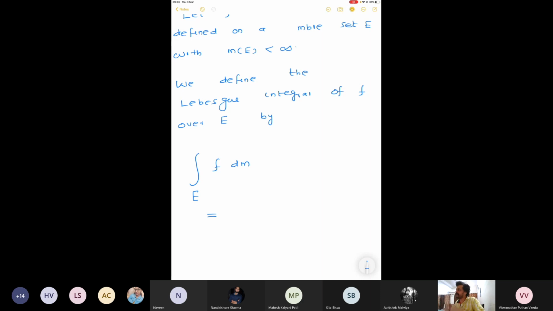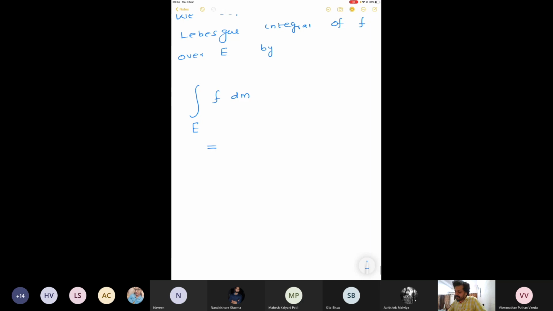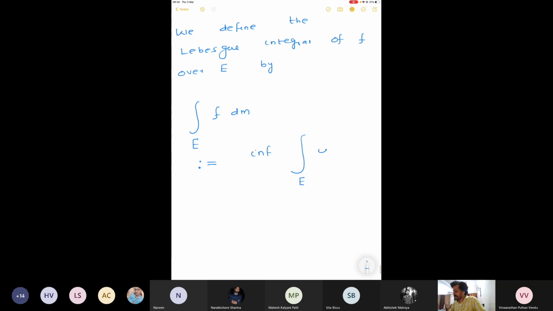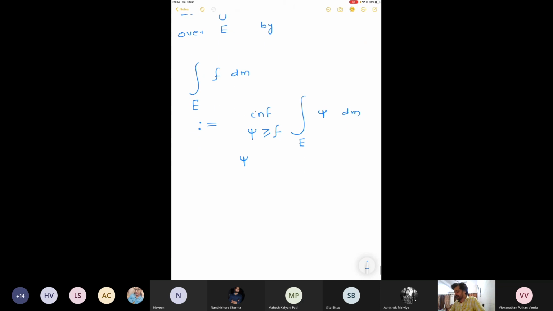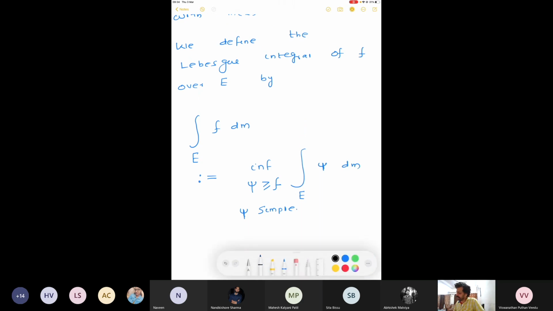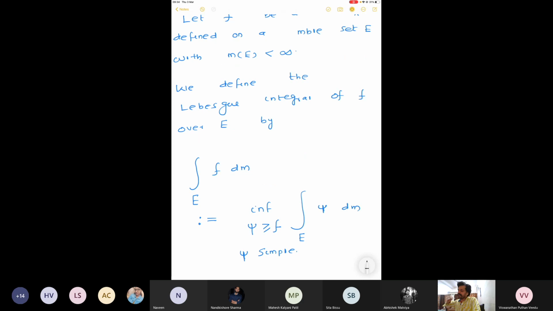Either you can overestimate and make the overestimate better and better, or underestimate and make the underestimate better and better. Both are equal. We already proved this because of the measurability condition. But the definition is the infimum of the integral over E of psi dm, where psi is greater than or equal to f, psi simple. So this is going to be the definition of the integral. Okay, I will stop with this. So we started with a non-negative simple function, and we went up to the integral of a measurable bounded function on a measurable set with finite measure.